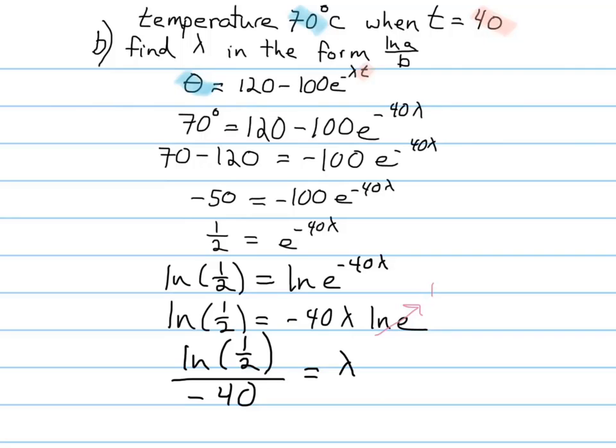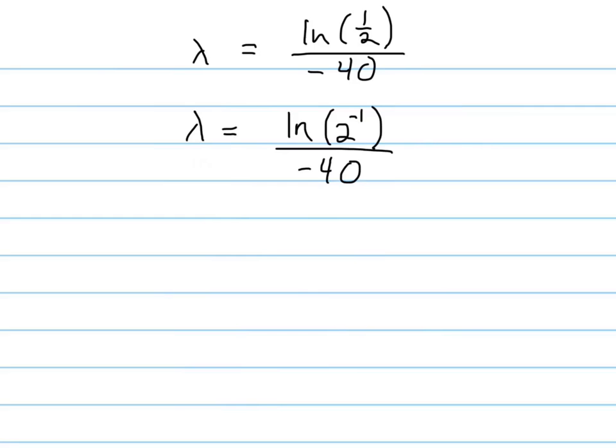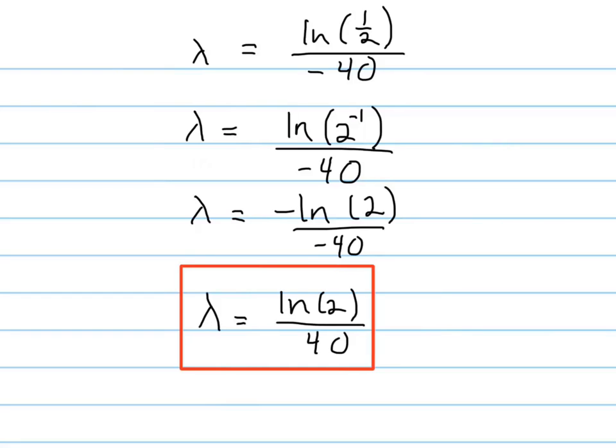Don't stop here. It said that lambda needed to be in the form the natural log of a divided by b, where a and b are integers. We need to keep going. Remember that 1/2 can be written as 2 to the negative first. Now simplify. That's the same thing as negative 1 times the natural log of 2 divided by negative 40. So our final answer for lambda is the natural log of 2 divided by 40.